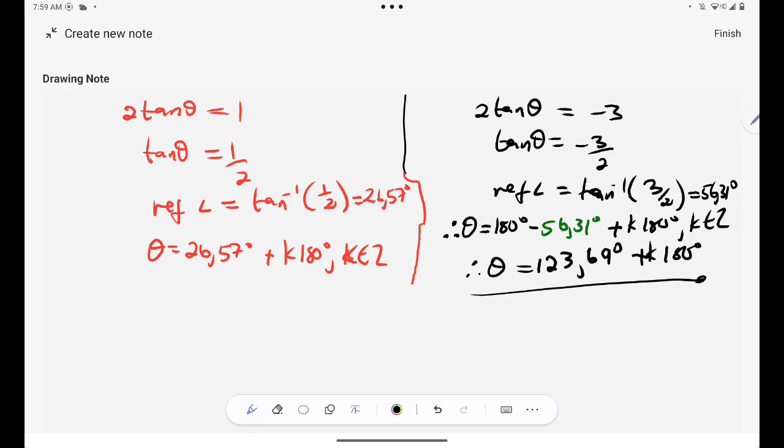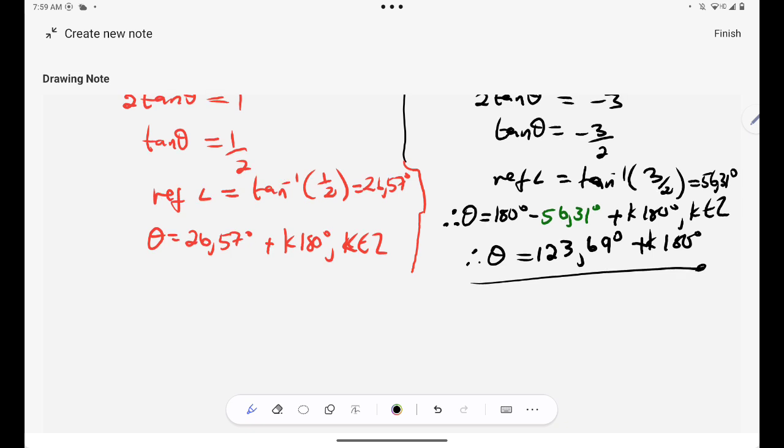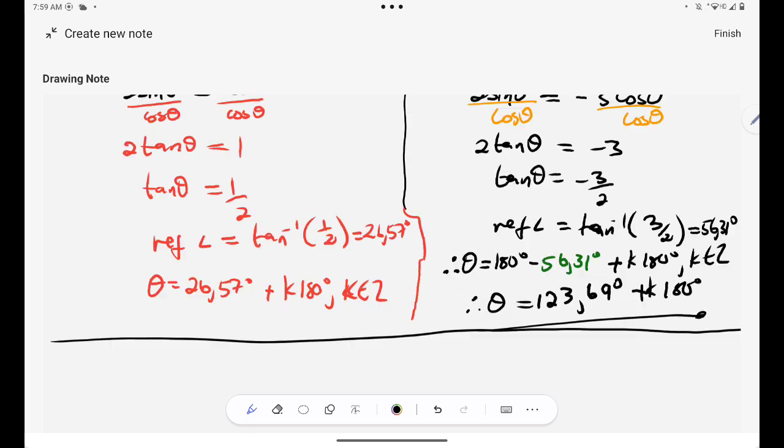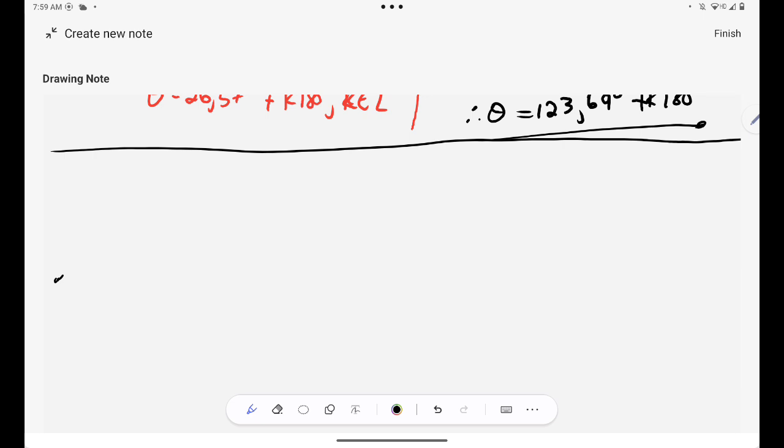Let's do 2 more before we bounce. Because this thing, guys, is so repetitive. It's so repetitive and it's boring sometimes. Okay, let's do. Pause the video and do it on your own. Find the general solution.